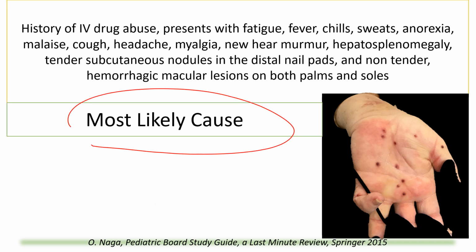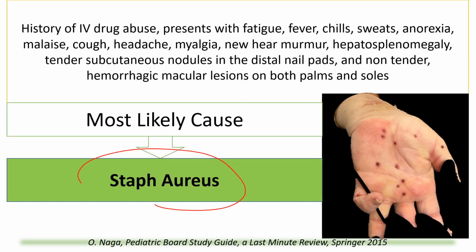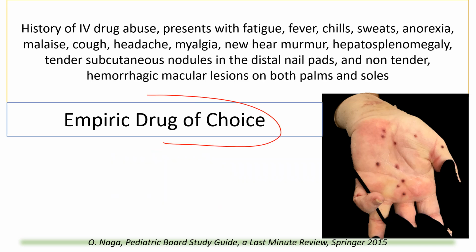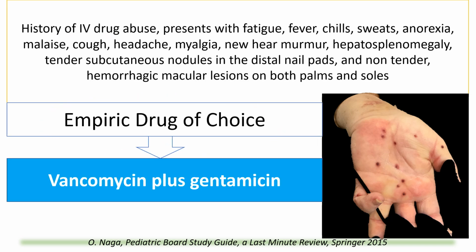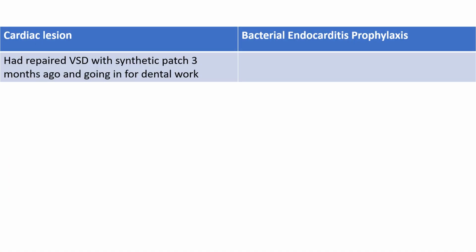What is the most likely cause? Staph aureus is the most likely cause. This is a classic presentation of bacterial endocarditis secondary to intravenous drug abuse. Empiric drug of choice: vancomycin plus gentamicin.